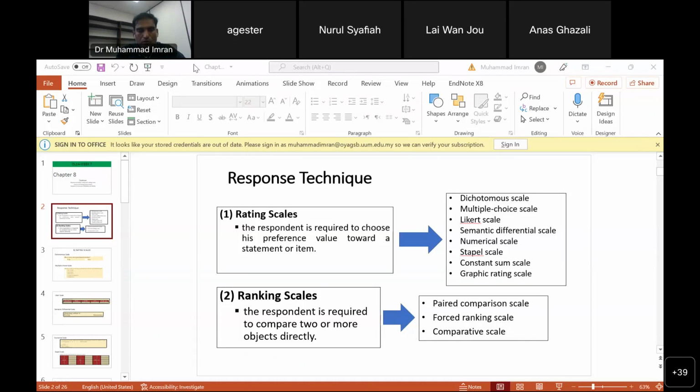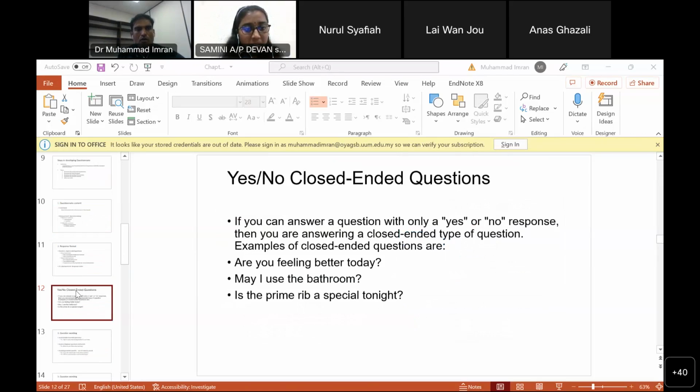Wait, open-ended and closed-ended questions examples. Just wait for a while. No? Okay, please. Now you can see? No, sir. Still not yet. Oh, now you can see. Yes.